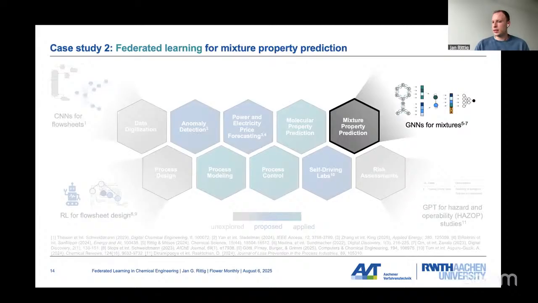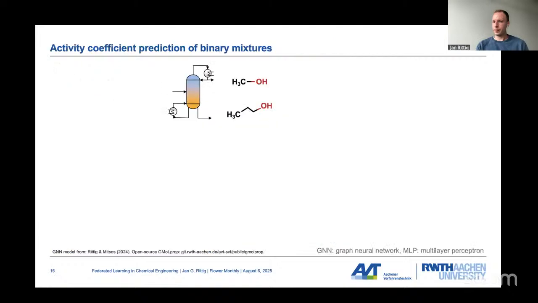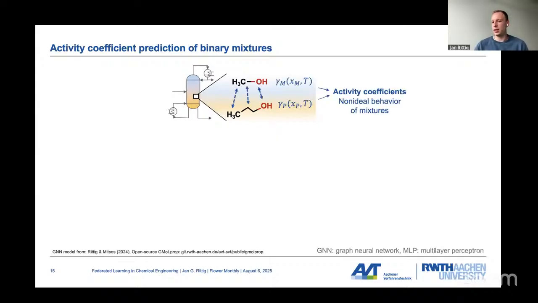And then as a second case study, we investigated mixture property prediction. And again, here we can start from the scenario of having a distillation column, but this time we're not looking at the system behavior, but rather look inside the distillation column. So we have these 2 components, and they somehow interact with each other. And we can use the concept from thermodynamics, which we call activity coefficients, which gives us some quantification of the non-ideal behavior of this mixture.